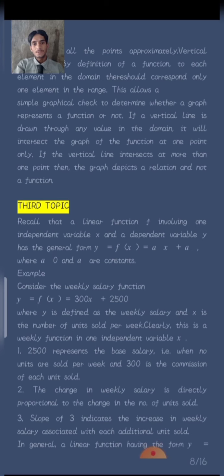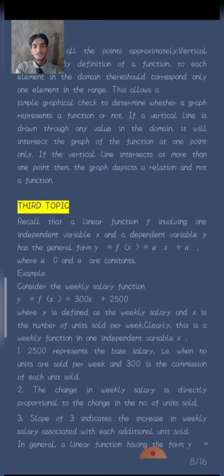Vertical line test. By definition of a function, to each element in the domain there corresponds only one element in the range. This allows a simple graphical check to determine whether a graph represents a function or not. If a vertical line is drawn through any value in the domain, it will intersect the graph of the function at one point only. If the vertical line intersects at more than one point, then the graph depicts a relation and not a function.